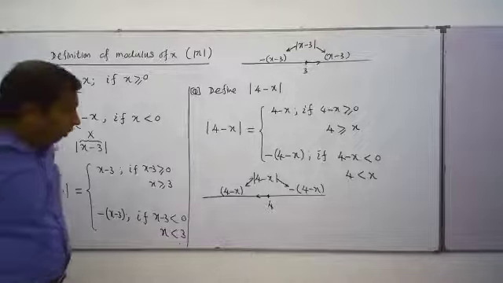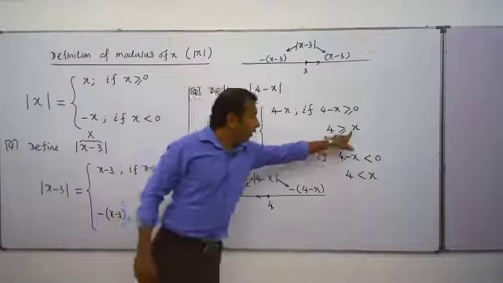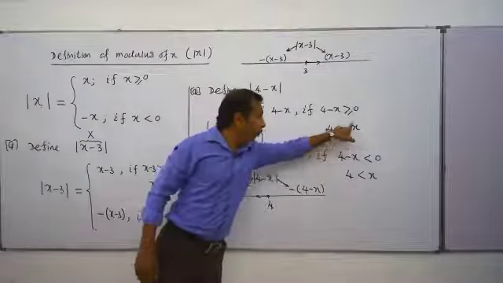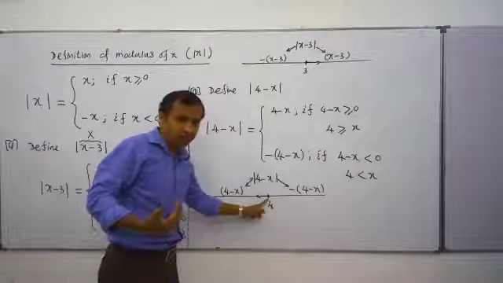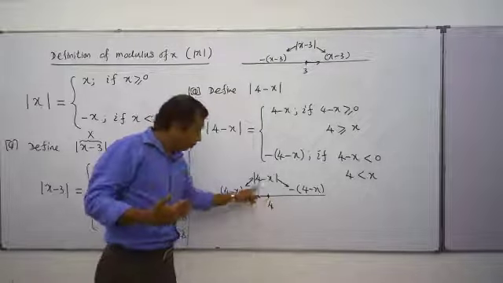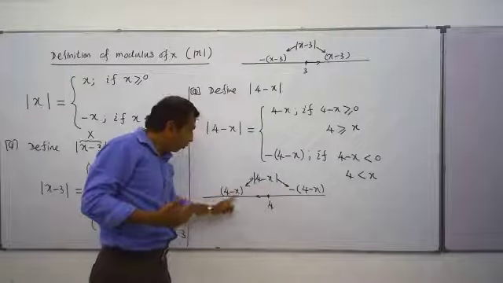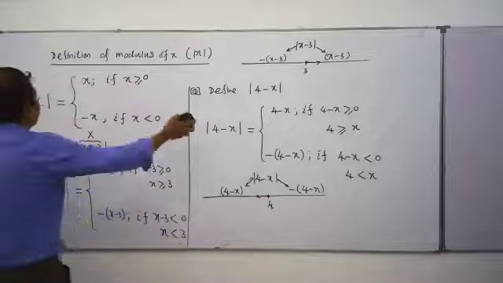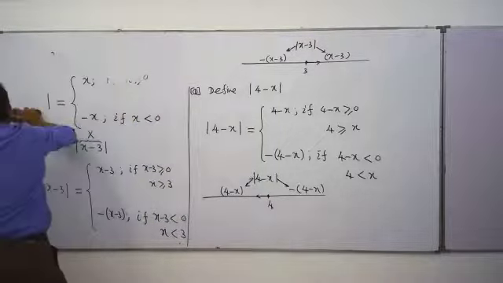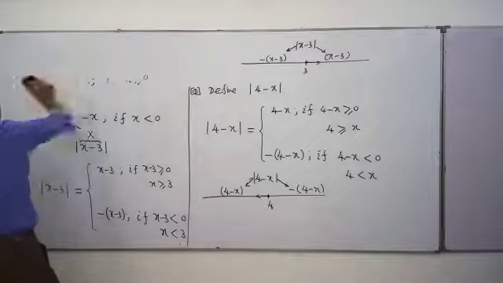Okay, now here remember when x is less than or equal to 4. Less than means on the left of 4, equal to 4 means taking that 4. Mod 4 minus x is equal to 4 minus x, right? Okay. Now some important things you have to understand in this modulus.